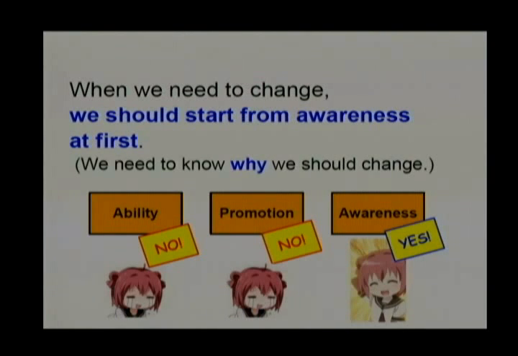when we need to change, we should start from awareness at first. We need to know why we should change. We tend to think at first to do Agile precisely, but it doesn't work well because they don't know why Scrum or Agile is necessary for them. So awareness is necessary for Agile apprentices to be Agile.